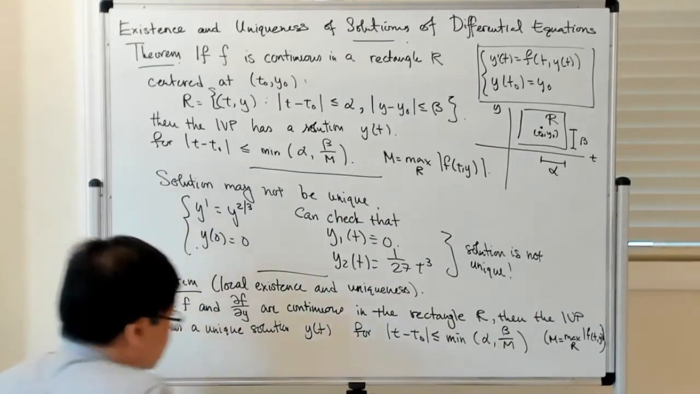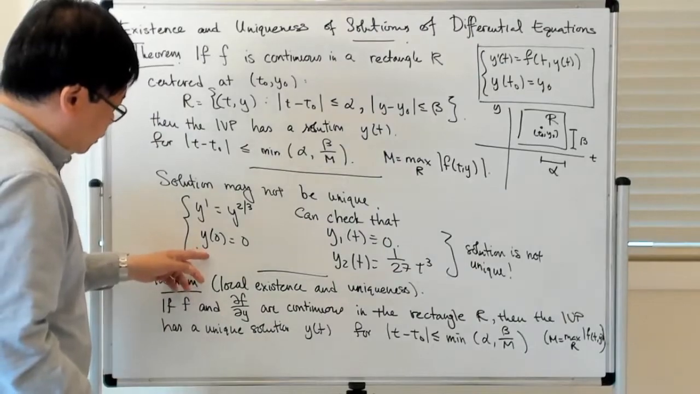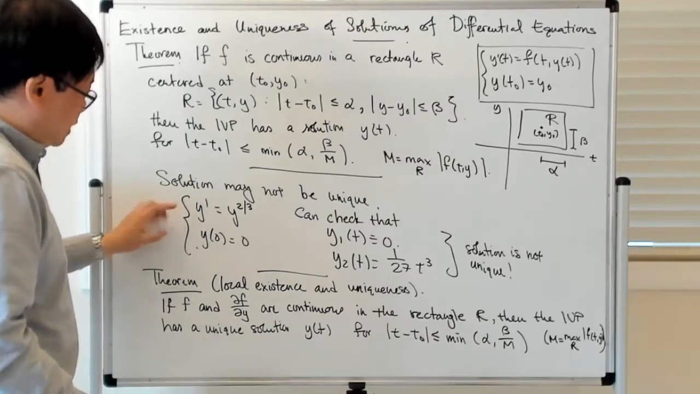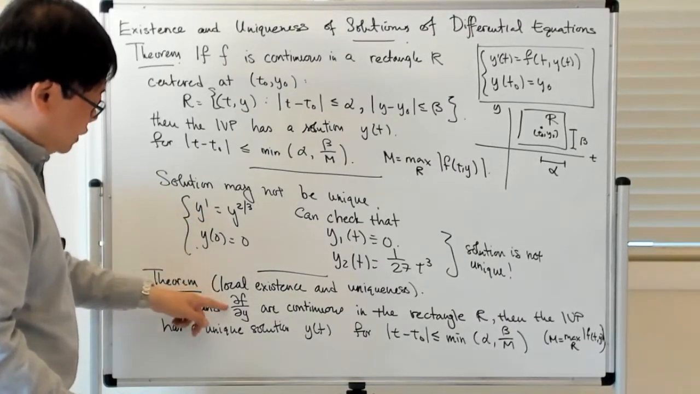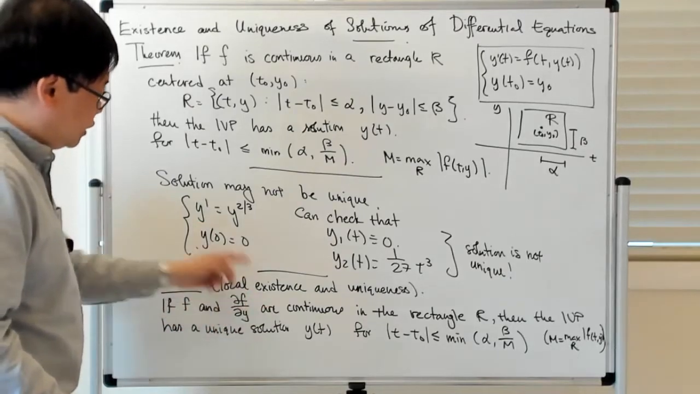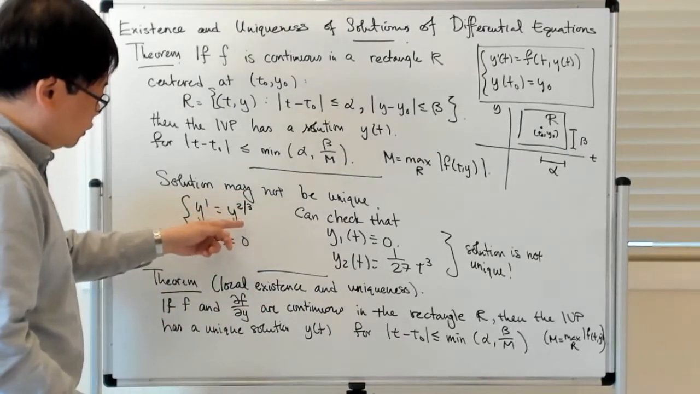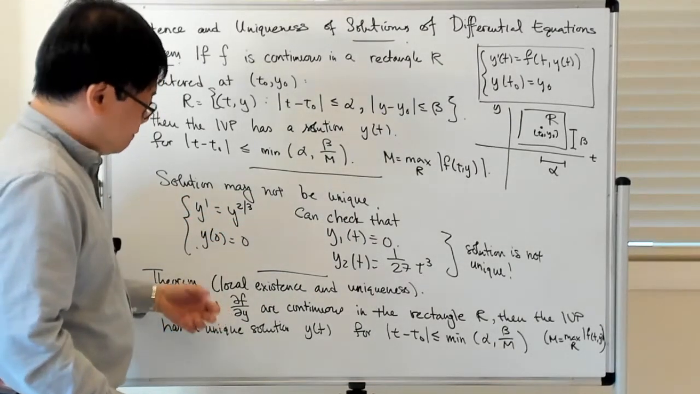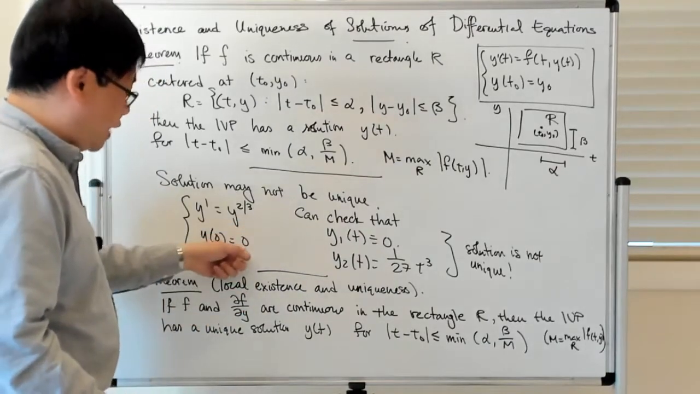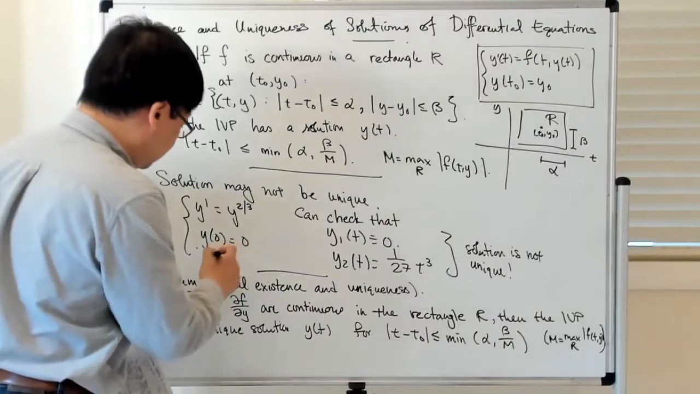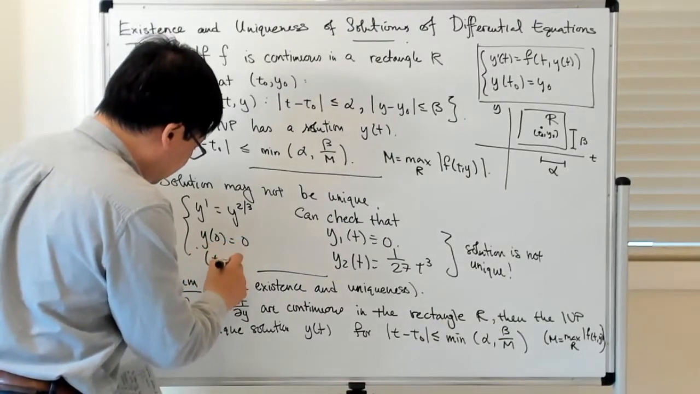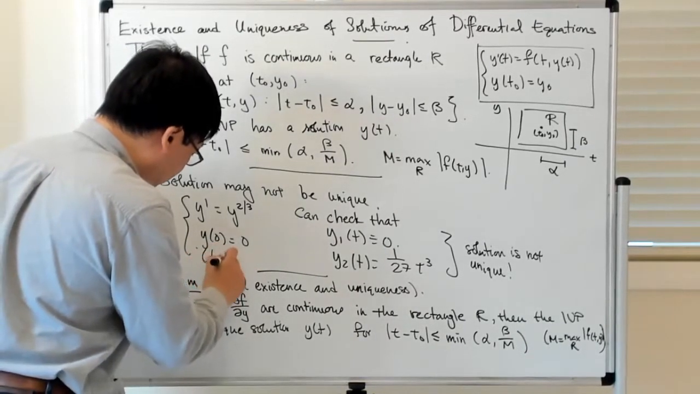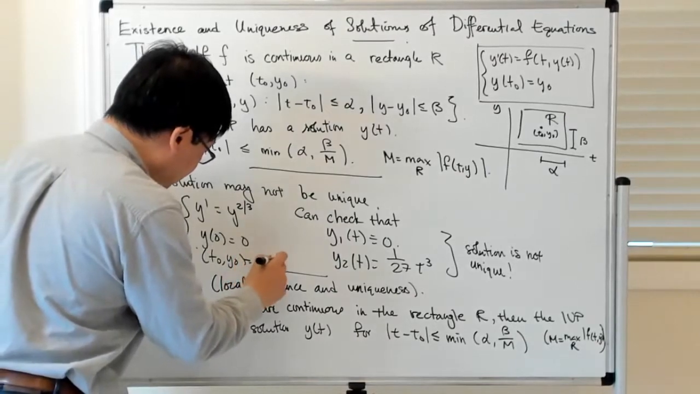Let's check that. You can check that the part which this differential equation doesn't satisfy is df/dy being continuous. So f is y to the 2/3 power. When you differentiate that, it's not continuous at y equals 0, which is the initial value here. So here t0, y0 is equal to 0, 0.